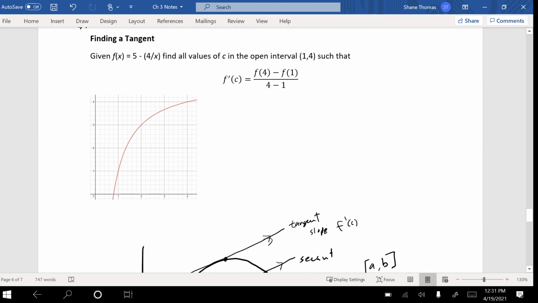All right, so let's look at this on this first one. Given f of x is 5 minus 4 over x, find all the values of c in the open interval 1 to 4 such that f prime of c equals f of 4 minus f of 1 over 4 minus 1. So we want the slope to be the same as the tangent line's slope. Let me go ahead and put the points on here because I'm going from 1 to 4. I'd have the points (1, 1) and (4, 4).